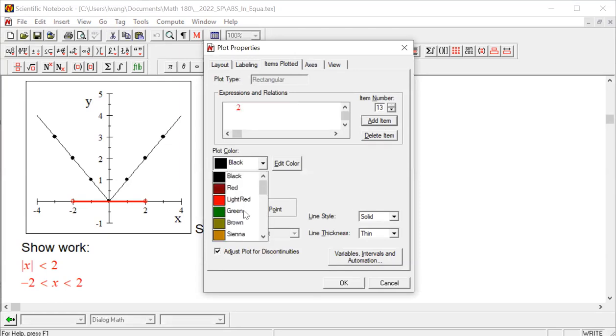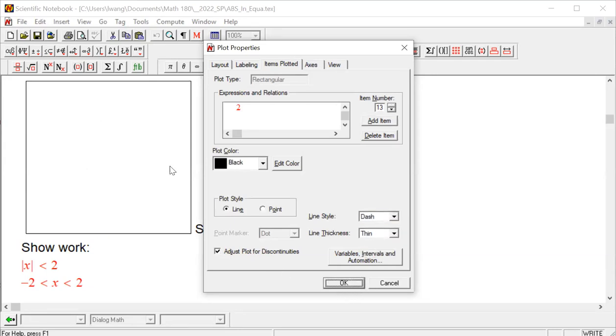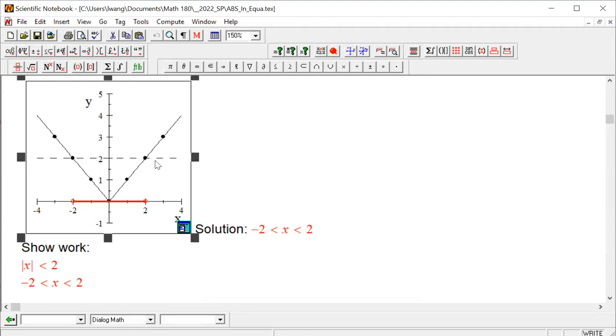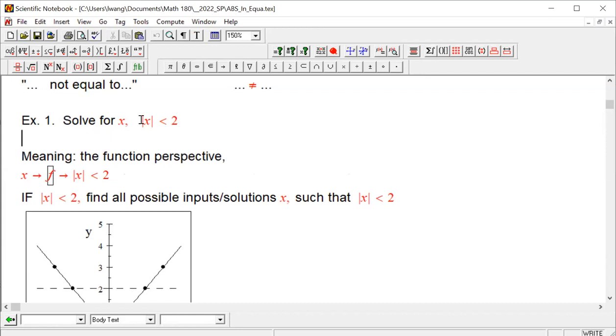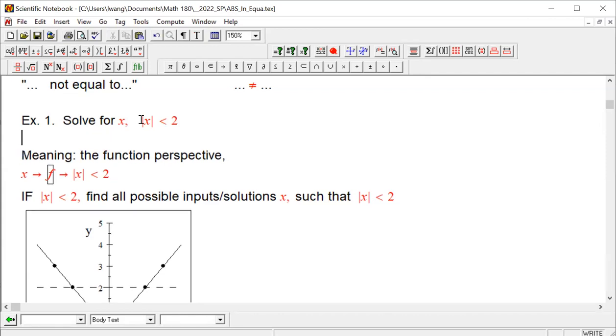I would draw this horizontal line because we know the output. So this tells us that we don't want the output to be 2 or higher. Okay, that's it. So how to show work? Just 2 steps. If you have the picture, great. If you don't, no big deal. If you don't have the picture and you express it correctly, that's okay too. So this is the function perspective, and I will also call this method 1, the first method.